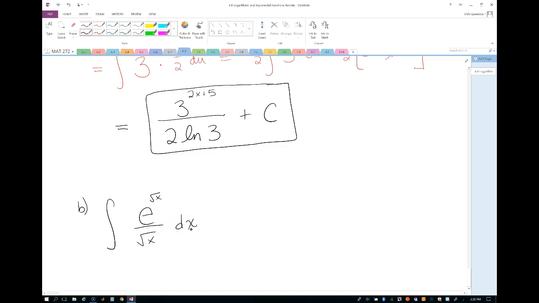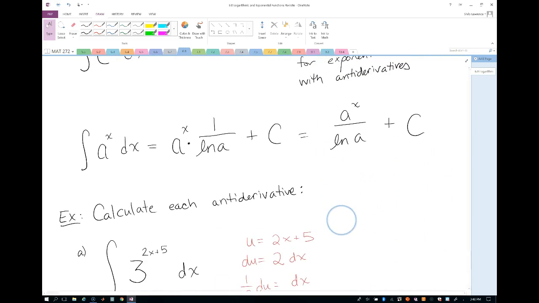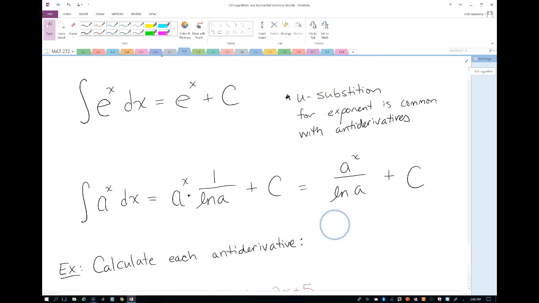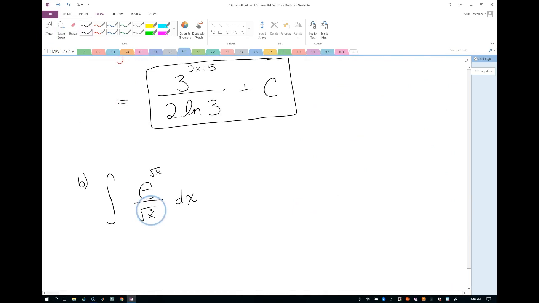This one can be kind of tricky, but if you keep in mind the pattern that we've already seen, if we're doing the antiderivative for exponential, if our exponent is not just a single linear x, we are almost always going to have to do a u substitution for the exponent. So don't worry about that square root x in the bottom right now. Hopefully that will work itself out with our u substitution, but we are going to replace the one in the exponent with u.